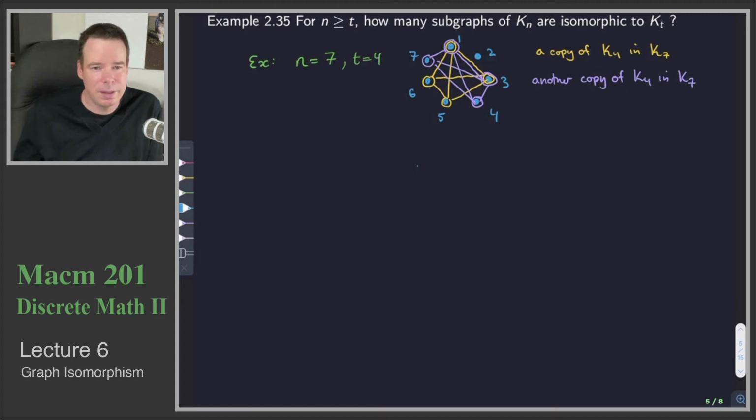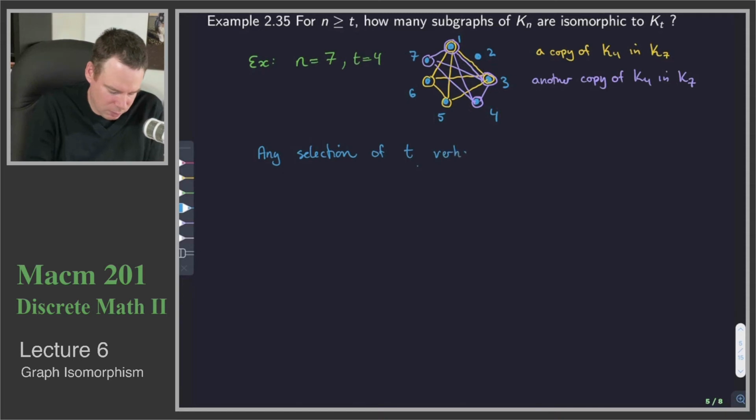All I had to do was select 4 vertices from the 7, and they would induce a subgraph, which is K4. And so that's what I'm going to notice. We're now out of the example and into the general argument: any selection of t vertices from n, so the n vertices of Kn, induces a subgraph.